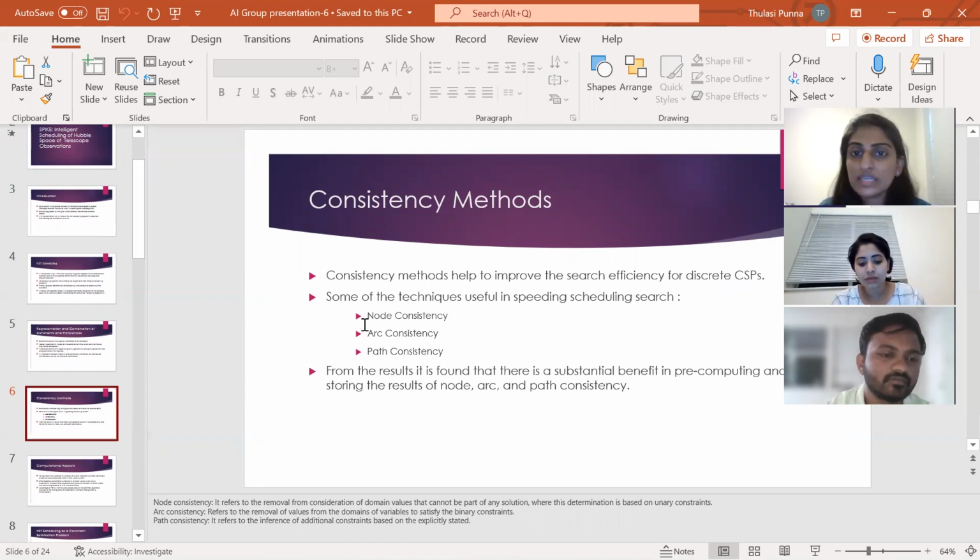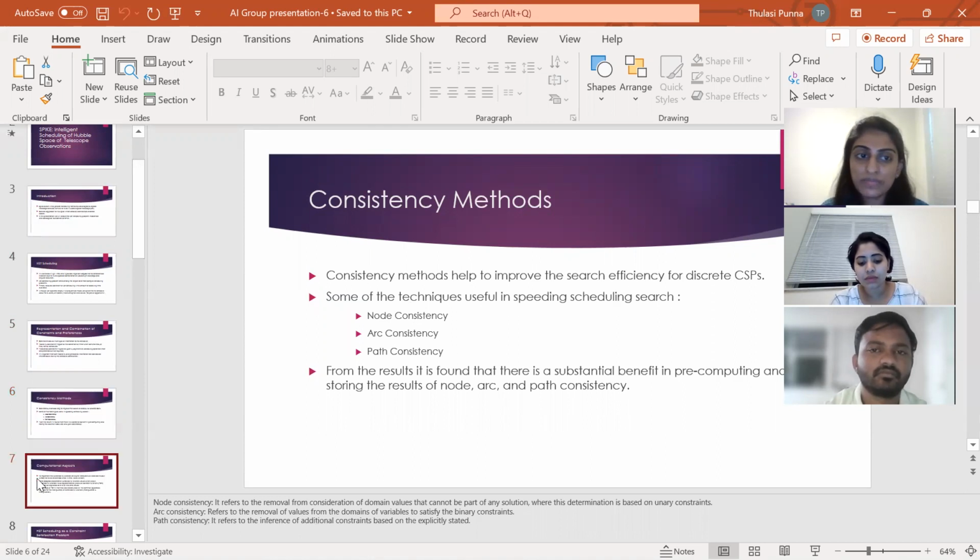Some of the techniques that are useful in speeding up the scheduling search are node consistency, arc consistency, and path consistency. Node consistency is the removal from consideration of domain values that cannot be part of a solution. Arc consistency is the removal of values from the domains of variables that do not satisfy the binary constraints.